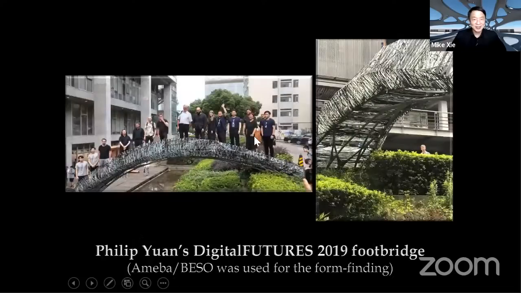This is a famous image of Professor Philip Yuan's footbridge for DigitalFUTURES. Every year, Philip builds a very impressive bridge at Tongji University, and the boundary and loading conditions are identical every year because it's on the same site. So the boundary conditions are not changing. The loading conditions are very similar. Philip invites 15 famous architects to do the load testing every year. The form for this one was actually done using BESO and our Amoeba software.